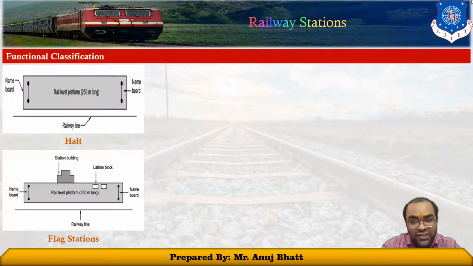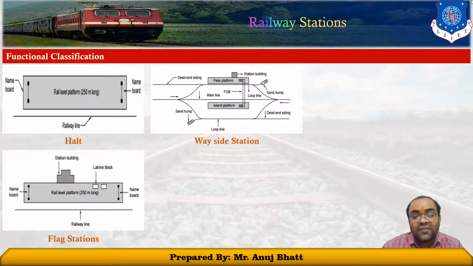On controlled sections, a flag station is equipped with either a Morse telegraph or a control phone. A flag station is usually provided with a small waiting hall or booking office, platforms and benches, and some arrangements for drinking water. Sometimes this type of station is also provided with sidings for stabling wagons booked for that particular station.